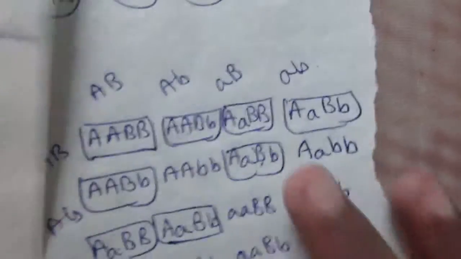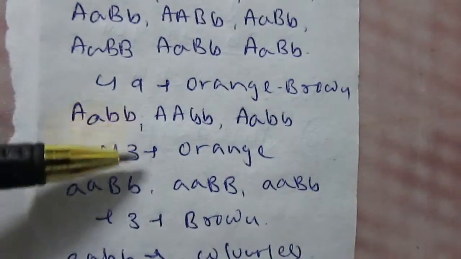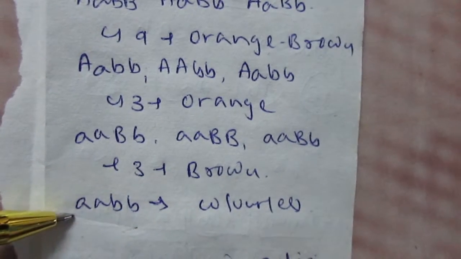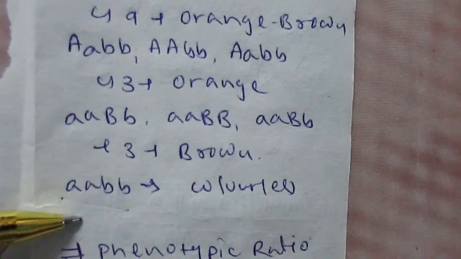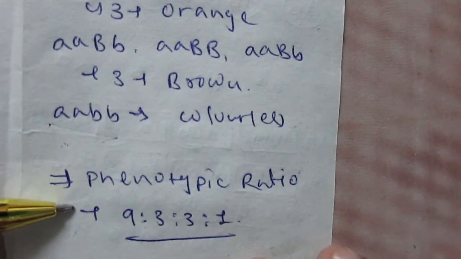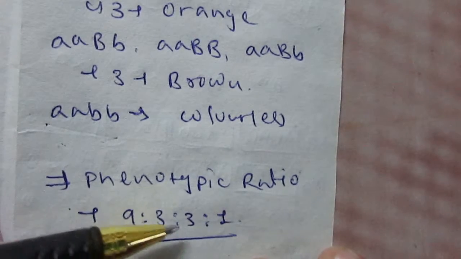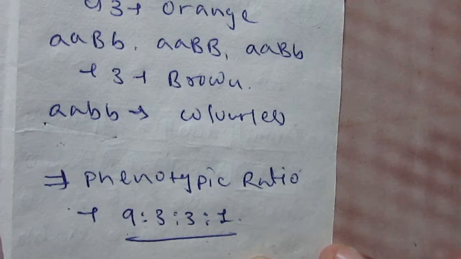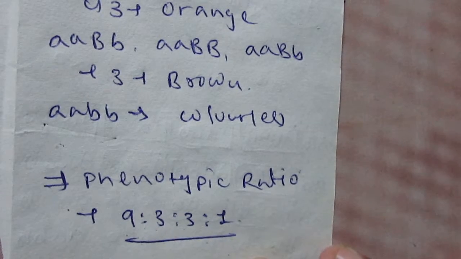So the total phenotypic ratio will be 9:3:3:1, because there is only one genotype, small a small b, that differs. So definitely the phenotypic ratio of the second filial generation intercross will be 9:3:3:1. I hope this problem solving will help you to solve more dihybrid cross Mendelian genetics problems.